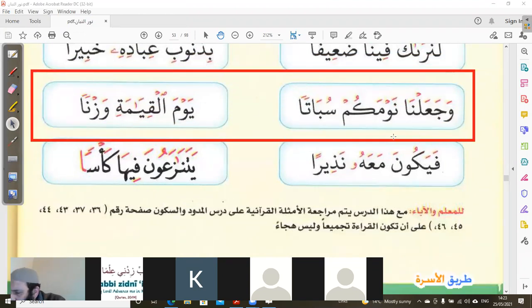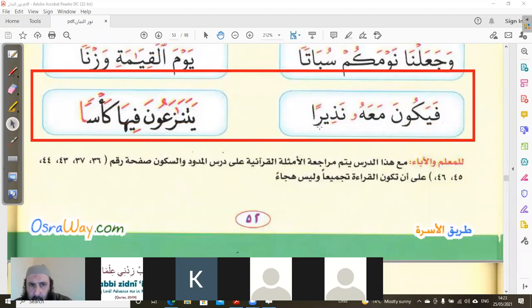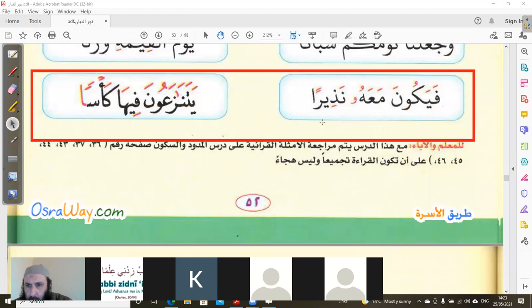Waja'alna naumakum subatan, yawm al-qiyamah wazna. Good. Or if you say wazna, it is okay because you didn't start the rule. Okay. Last will be Sumaya.